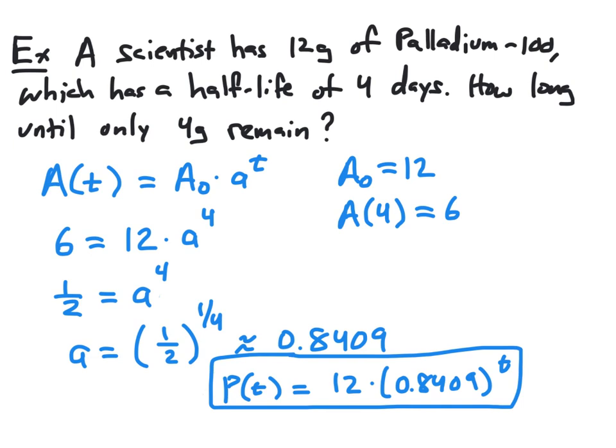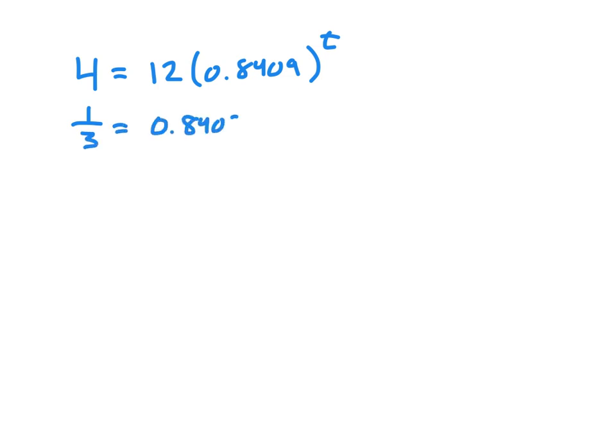We want to know how long it will take for there to be only 4 grams of this substance remaining. And so we'll let A of t equal 4 and solve this equation for t. We will replace the A of t with 4, and that's equal to 12 times 0.8409 to the t power. We'll divide both sides by 12. On the left side here, we'll end up with 4 over 12, which is 1/3. And that'll equal 0.8409 to the t.